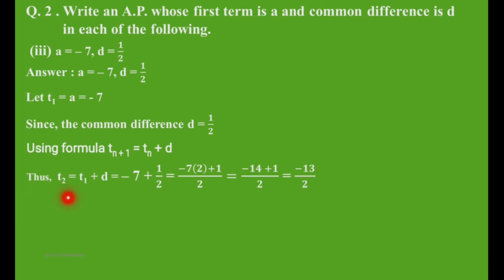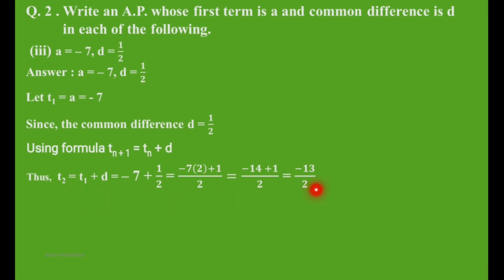So first we write T2 as T1 plus d, and value of T1 is minus 7, value of d is 1 by 2. So cross multiply this, we get minus 7 into 2 plus 1 upon 2. So we write here minus 7 into 2 plus 1 upon 2. Minus 7 into 2 is minus 14 plus 1 as it is upon 2 as it is. Minus 14 plus 1, which is minus 13 upon 2. So in this way we calculate the value of T2.